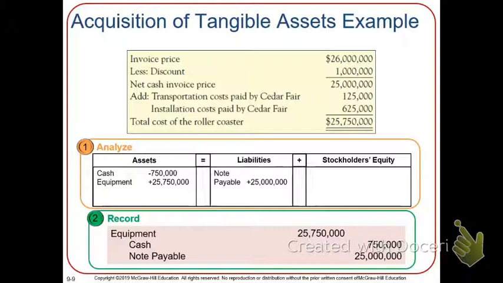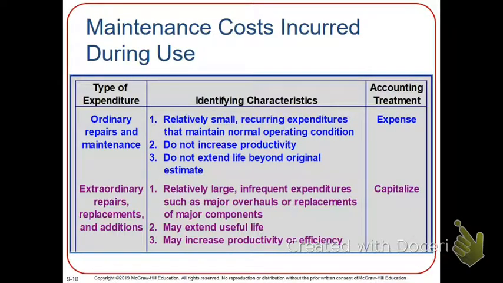Extraordinary repairs, replacements, and additions, those are going to be large, infrequent, major overhauls or replacements. They might extend the life and they might increase productivity. Those are going to be capitalized. So if you think about a car, if you put a new engine in a car, you're going to capitalize that cost. If you put new tires on it, you get an oil change, windshield wipers, those are all expenses. Those are all normal maintenance. Even tires, because while they might extend the life of the car, it's a maintenance item that we all know you're going to do somewhere between 50 and 80,000 miles, depending on what kind of tires you put on your car.